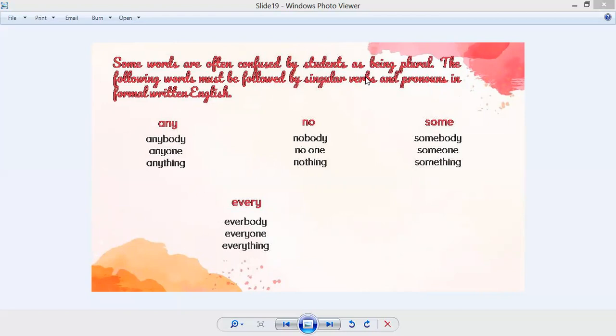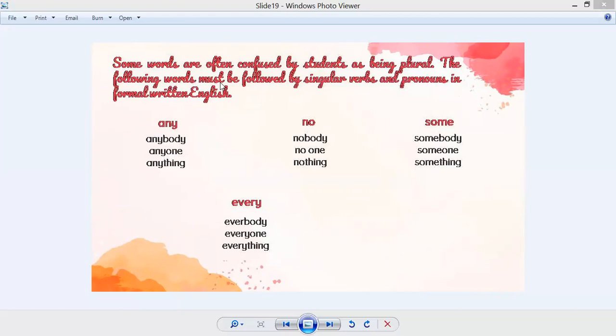everybody या फिर everyone. Words like these generally strike to us as they are plural, पर सही में ये सारे जितने words यहाँ पे दिए हैं, anybody, anyone, anything, nobody, no one, nothing, somebody, someone, something, or everybody, everyone, or everything. All these words are considered to take singular verbs, right?